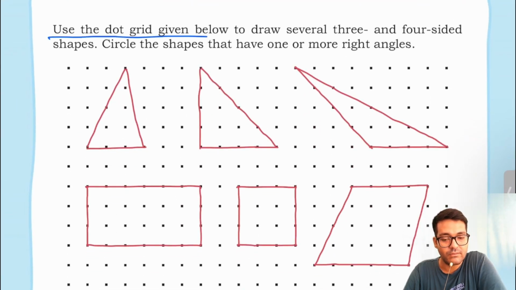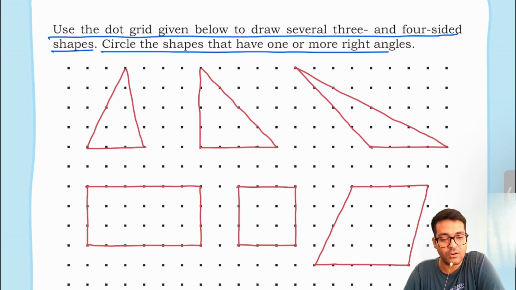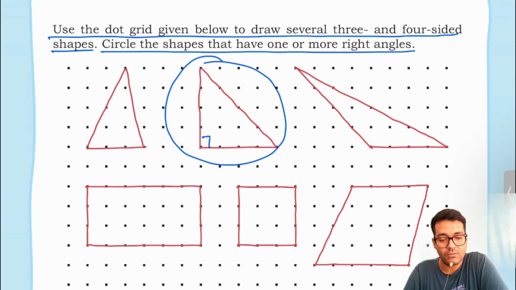Use the dot grid given below to draw several 3 and 4-sided shapes. Circle the shapes that have one or more right angles. I have already drawn the shapes. You have to circle the shapes having one or more right angles.